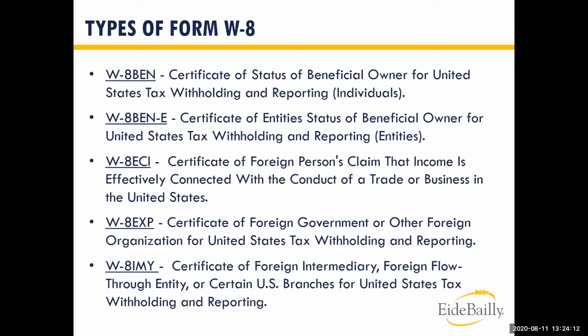Also, we have a W-8 ECI. That is where a company is doing business in the US and says, we are going to file a US tax return, we definitely have effectively connected income. That's what ECI stands for. If that is the case, they would provide you a W-8 ECI rather than a W-8 BEN or BEN-E. And because they will have a US tax ID, that will reduce the withholding tax rate to 0.